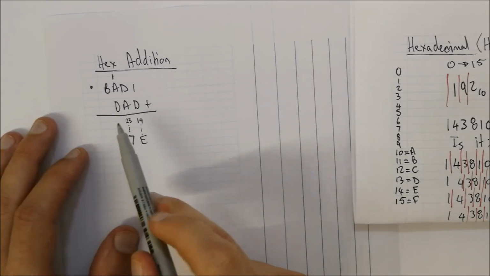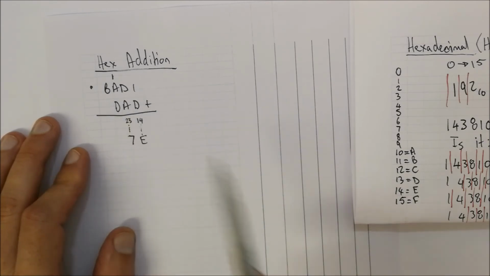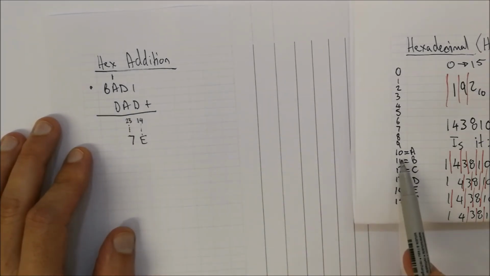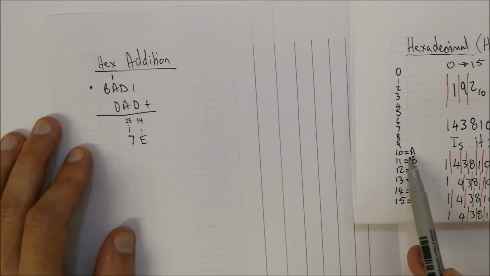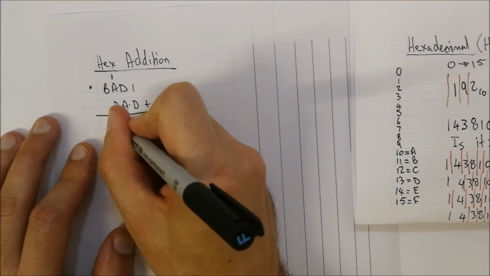Now we go to the next column. What is 1 plus A plus D? Okay, well, firstly D is equal to 13, A is equal to 10, so 13 plus 10 is equal to 23, plus that 1, so it's 24. Okay, so we can place a 24 over here.